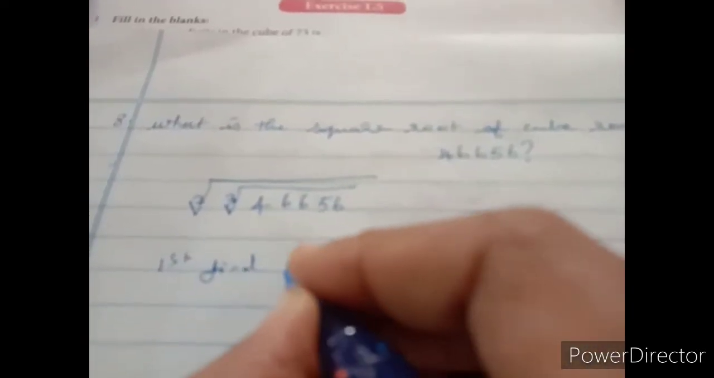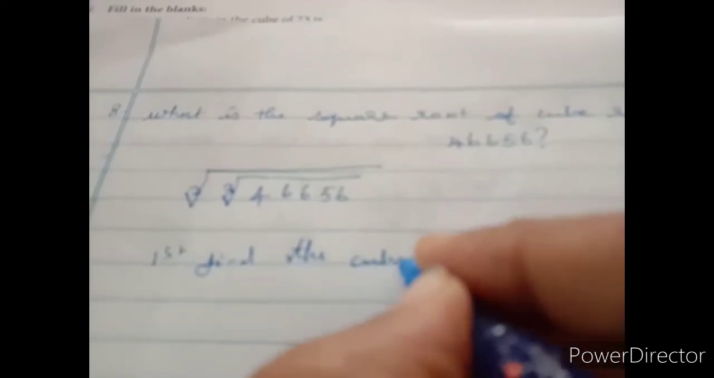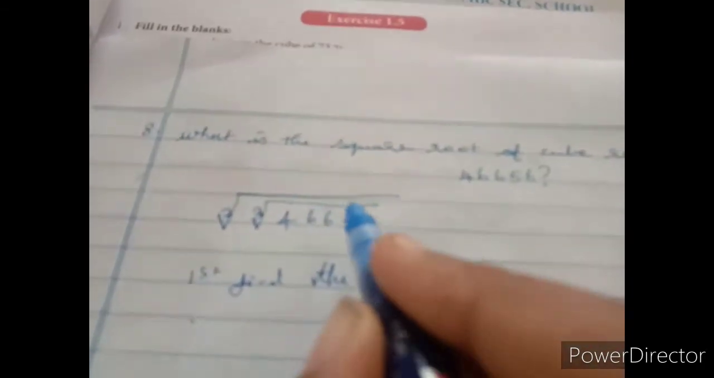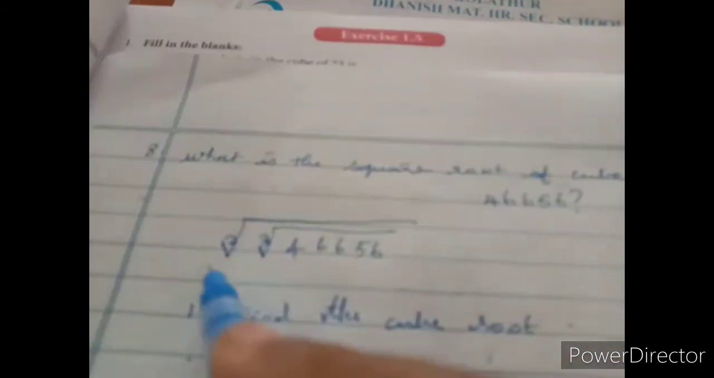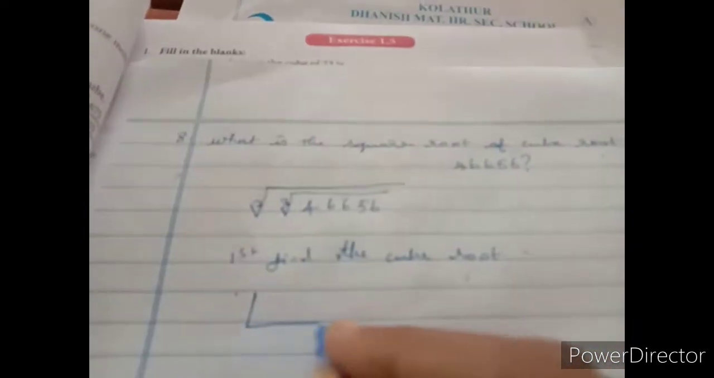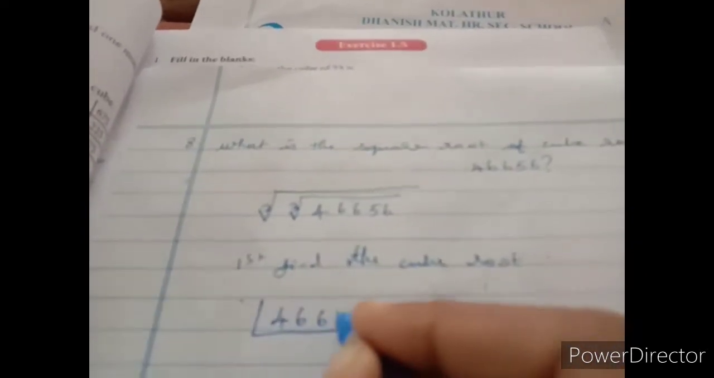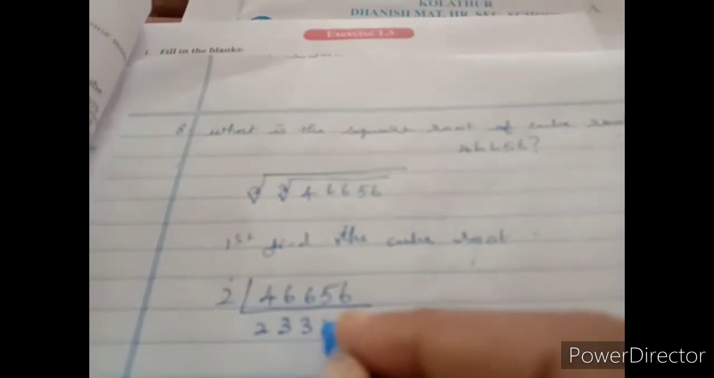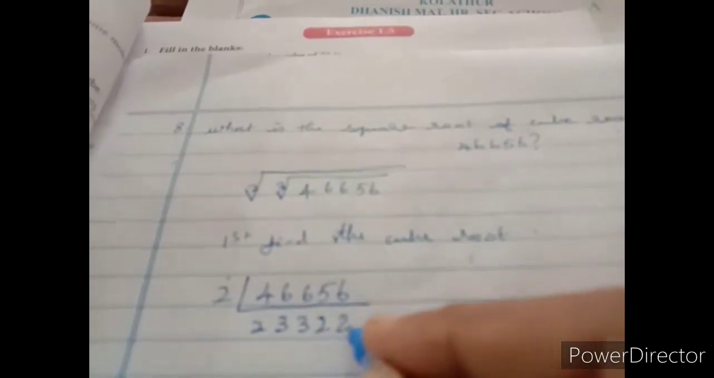First find the cube root. So first you have to find the cube root, then after that find the square root. In the 2 table we can take: 2 2s are 4, 2 3s are 6, again 2 3s are 6, then 2 2s are 4, 2 8s are 16.